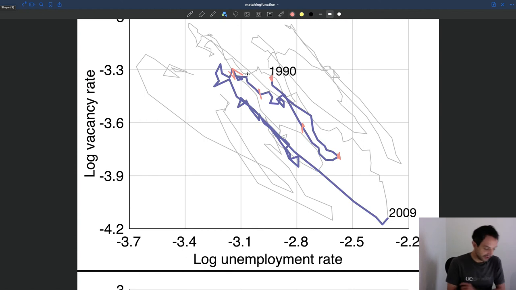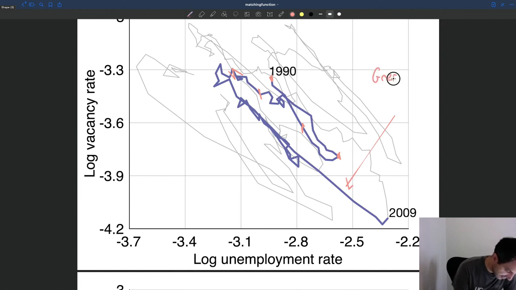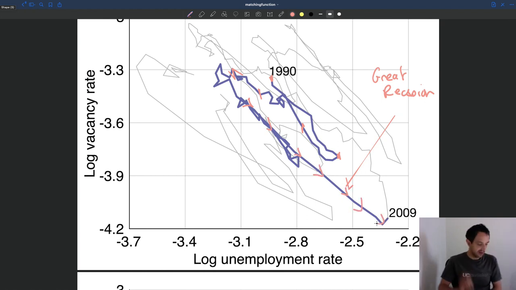Okay, and then something very interesting: here you see the Great Recession. And you can see a very large increase in unemployment. And as the economy gets worse and worse from the mid-2000s to 2009, again, it's almost a straight line in terms of unemployment and vacancies. And you get to that point here where unemployment was close to 10% in 2009. Okay, so again, a very, very clear Beveridge curve appears here.